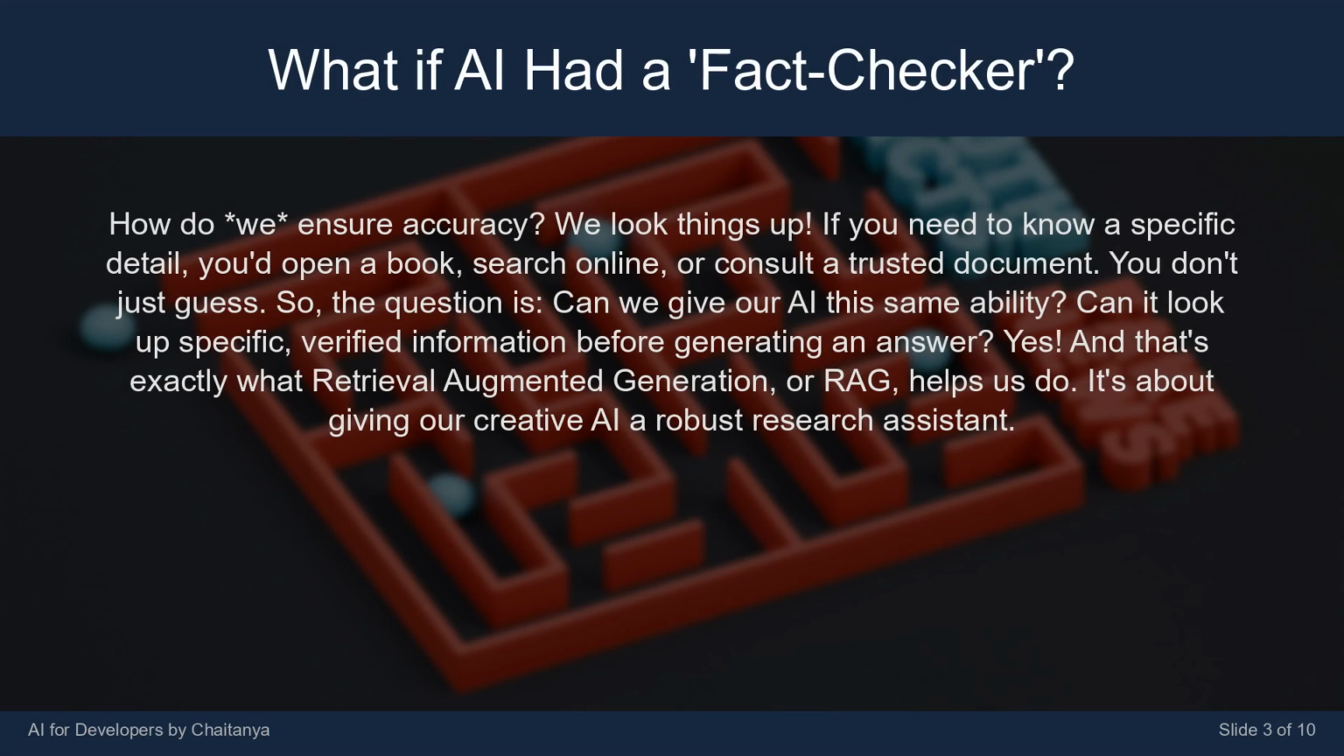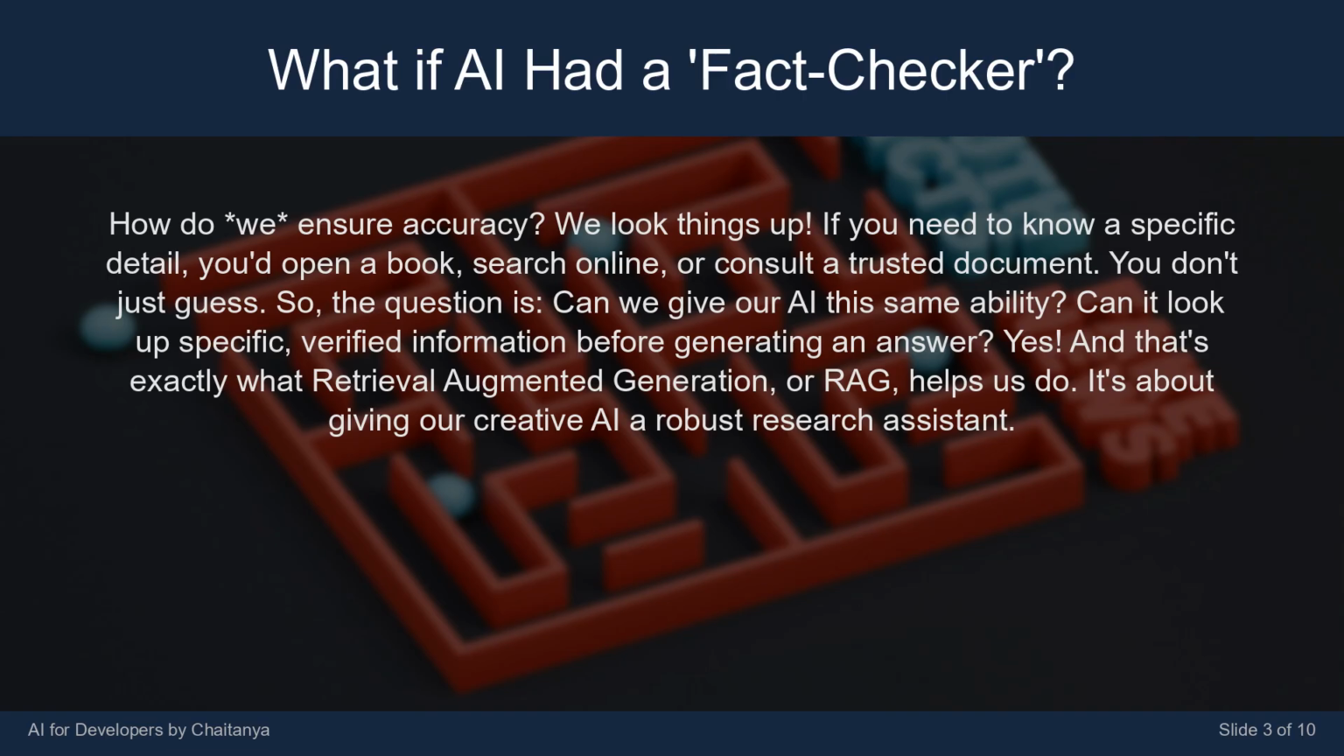We look things up. If you need to know a specific detail, you'd open a book, search online, or consult a trusted document. You don't just guess. So, the question is, can we give our AI this same ability? Can it look up specific, verified information before generating an answer? Yes. And that's exactly what Retrieval Augmented Generation, or RAG, helps us do.